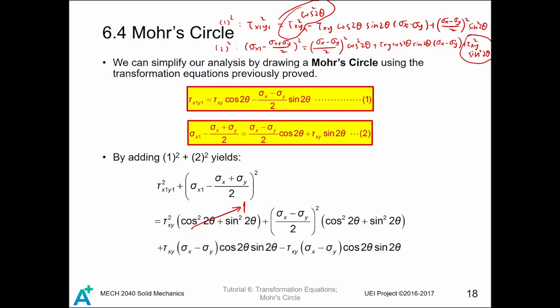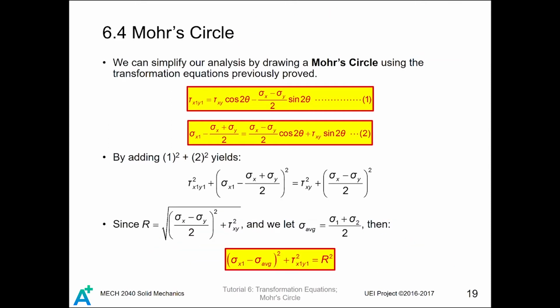For sigma x minus sigma y divided by 2 squared, you can also group those terms together. Here is sine squared 2 theta, and here is cosine squared 2 theta. Those two added together equal 1. At the same time, we observe those two terms are exactly the same except for the sign, so they cancel and vanish to 0.